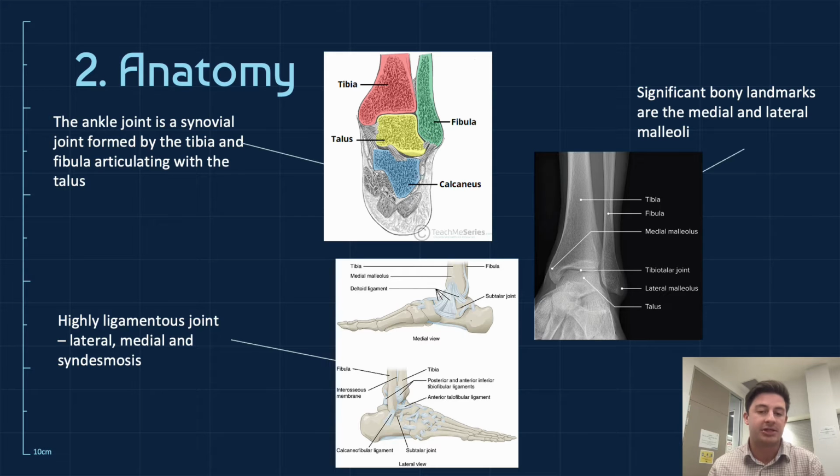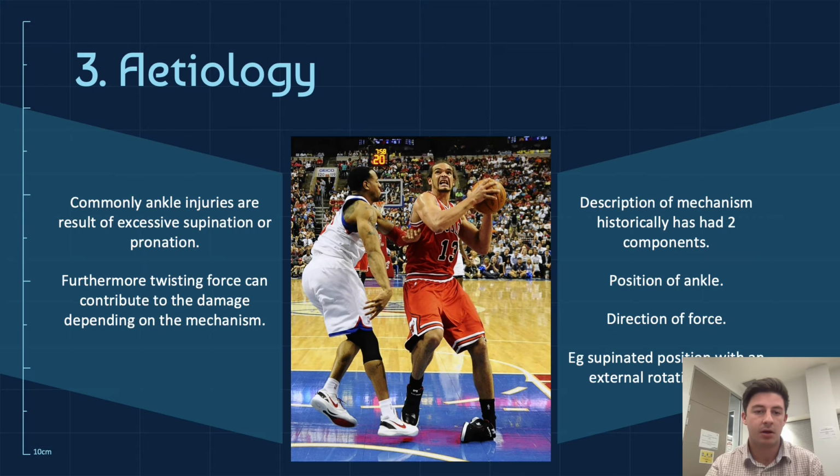And then the joint itself is highly ligamentous, and it's formed from three main ligament groupings: the lateral, medial, and syndesmosis ligaments, the syndesmosis being the ones that hold the tibia and fibula together, keeping that interosseous membrane intact.